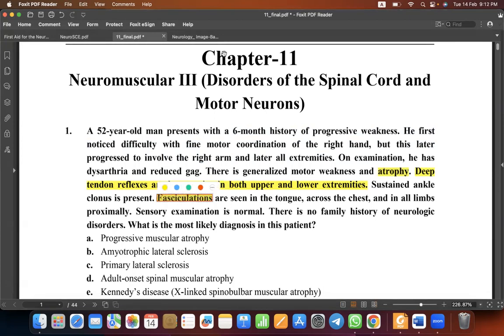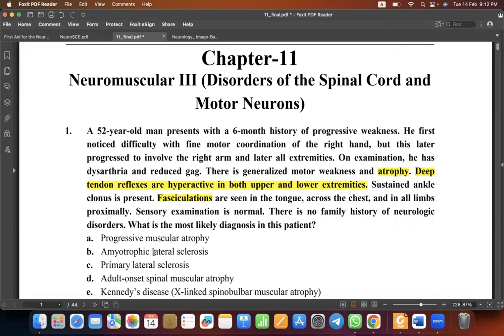So here, as you can see clearly, the atrophy and fasciculation are a feature of lower motor neuron. On the other hand, the exaggerated deep tendon reflex with positive ankle clonus are features of upper motor neuron. So there is a combination of both upper motor neuron and lower motor neuron. Whenever we see a combination of upper motor neuron and lower motor neuron, we should think of amyotrophic lateral sclerosis.